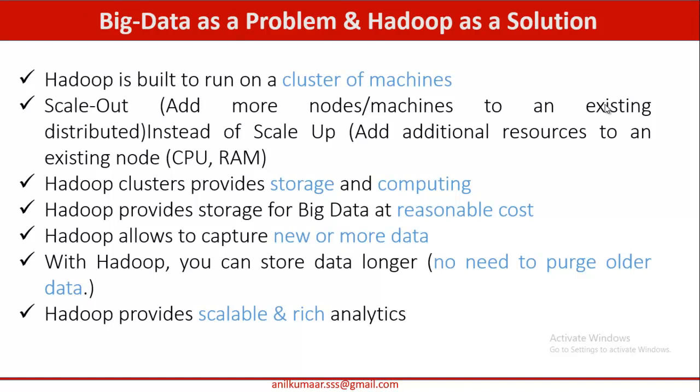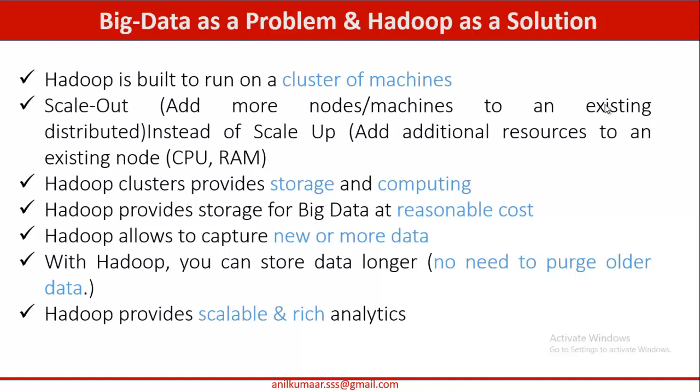So big data is a problem and Hadoop has a solution here. What do you mean by that really? Hadoop is built and run on a cluster of machines. Just now we were discussing this, right? We implemented this on commodity hardware, so it's a really good thing. And the next thing is, there is something like scale out and scale up architecture. What do you mean by scale out and scale up architecture?